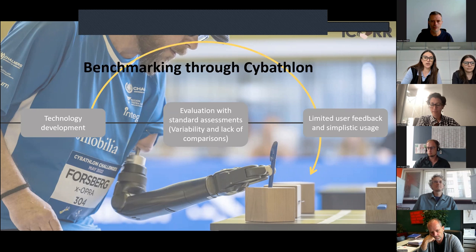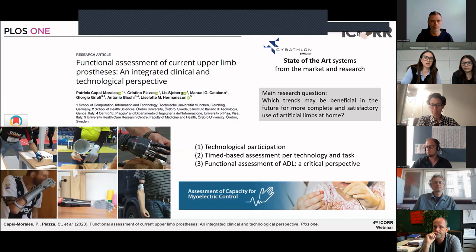So we came with the idea that Cybathlon, which will be introduced later, is a good opportunity for benchmarking our technologies. This is something that we did some time ago together with Cristina and also former Professor Antonio Bicchi and Professor Liselott Hermansson, who participated in the previous ICORR webinar. We tried to collect all the videos and information from the prosthesis users that participated in the previous two events of Cybathlon in order to collect a big amount of state-of-the-art systems, both from the market and from more research-oriented solutions, that were tested under the same conditions.